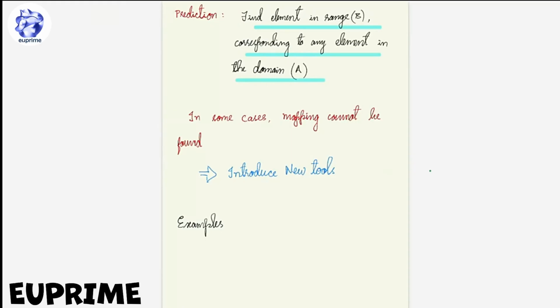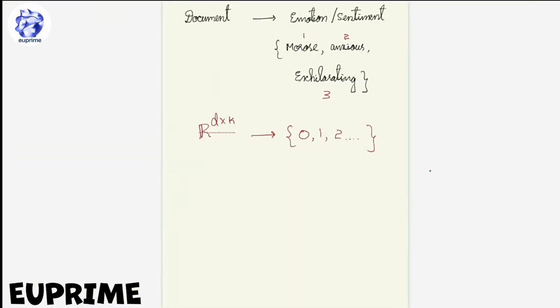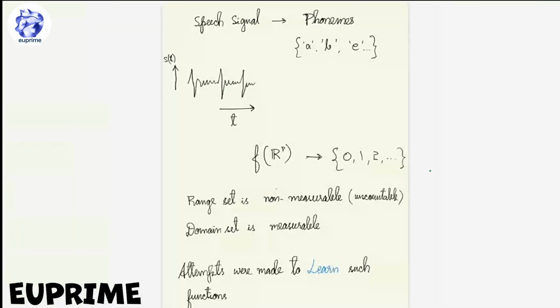In some cases, mapping cannot be found, right? And this mapping between domain and range, between two sets of input and output, cannot be found. That's why you need new tools, right? For example, you're taking a document, and from that document, you're reading it and you're trying to figure out the emotion of the document, whether it's morose, anxious, accelerating. You're taking an element from a matrix, and the dimension of the matrix is d cross k, and then you're mapping it to, let's say, some set, and it can be 0, 1, 2. So this is also a function approximation problem.